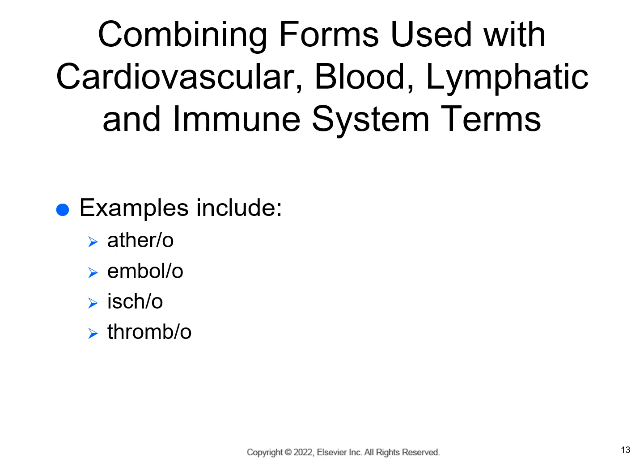Athero refers to yellowish or fatty plaque, which is sometimes the material that can build up in arteries. Embolo means plug. Ischio means deficiency or blockage. And thrombo means blood clot.